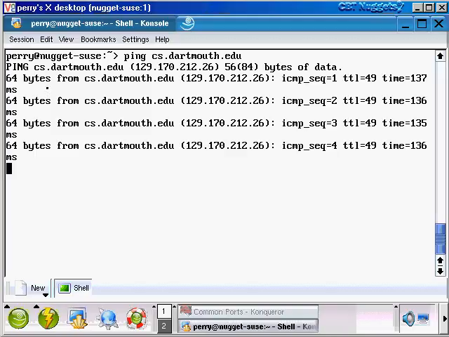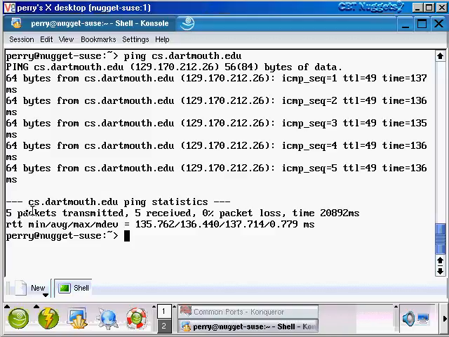Okay, so I'm going to hit Control C here to stop this, and now it's going to give me a little summary. 5 packets transmitted, 5 received, no packet loss, and there's the total time. Then there's a little statistical thing here, the round trip time: the minimum, the average, the maximum, and then the deviation. So you can see it's taking about 135 milliseconds for my little packet to travel from me in Washington State all the way across the country to Dartmouth, and then back to me here. So that's one use of ping.